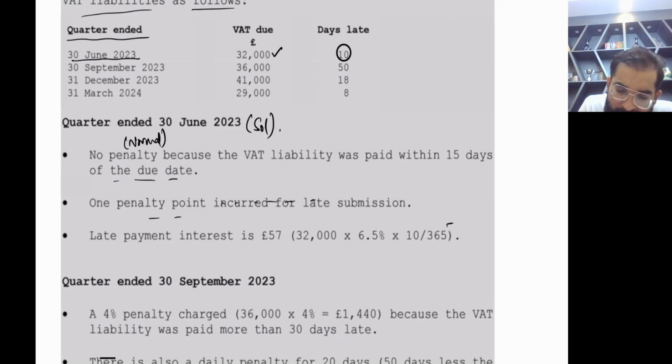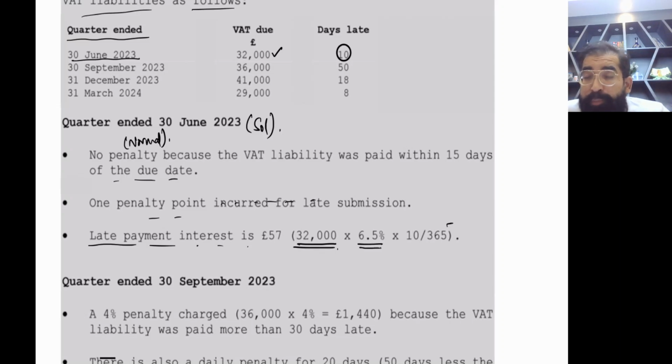I call it normal penalty. And no daily penalty as well, because it's less than 30 days. Daily penalty applies after 30 days. But yes, late payment interest is always there, even if you just delay 5 days. So here it is 10 days. 32,000 pounds is the amount of the VAT liability. Late payment interest rate is 6.5% per annum. Annum means 365 days, and you are 10 days late, so 10 upon 365.